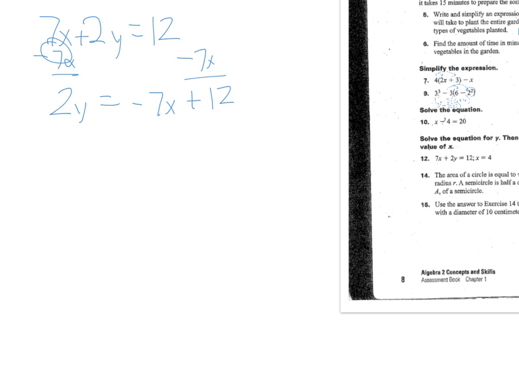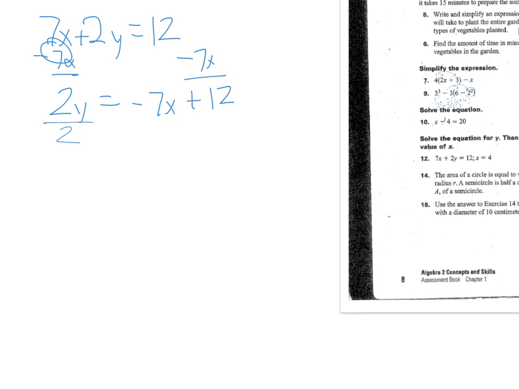So we have 7x plus 2y equals 12. We need to get y by itself, so I'm going to subtract 7x first. There's 0 out, so now I'm left with 2y equals, now 12 and negative 7 aren't like terms, so it's just going to be negative 7x plus 12. Always write the letter first. That's why I just took the 12 and bumped him down a little bit.